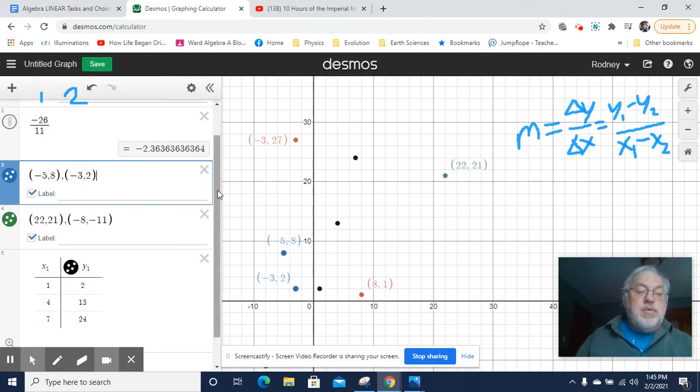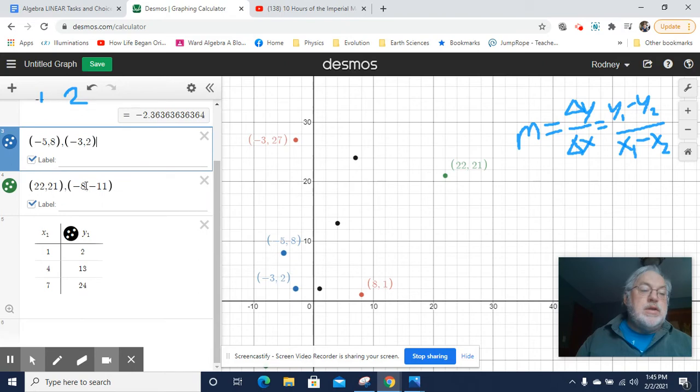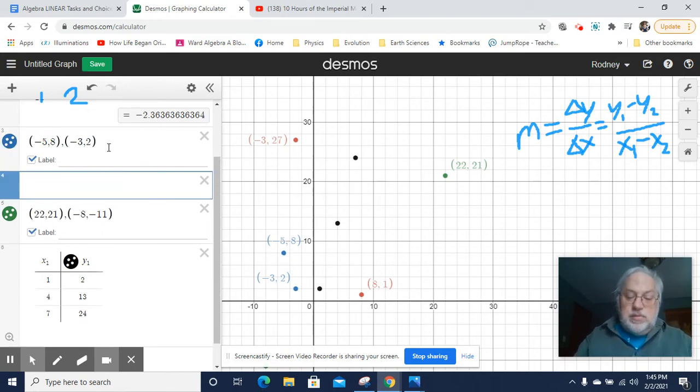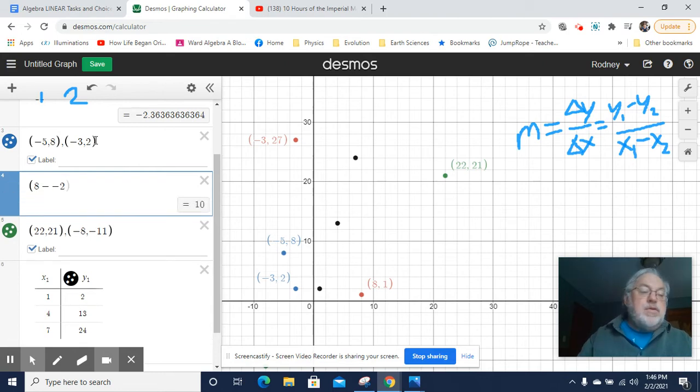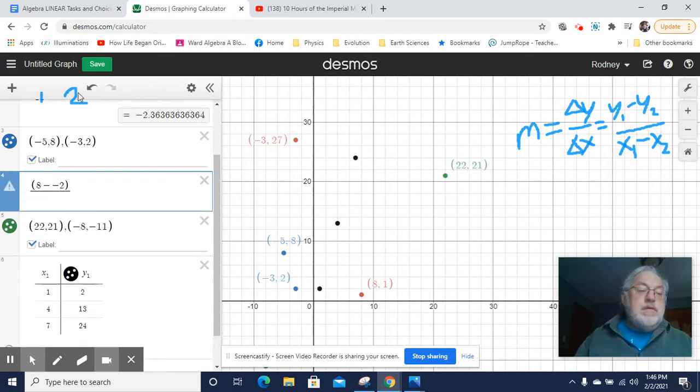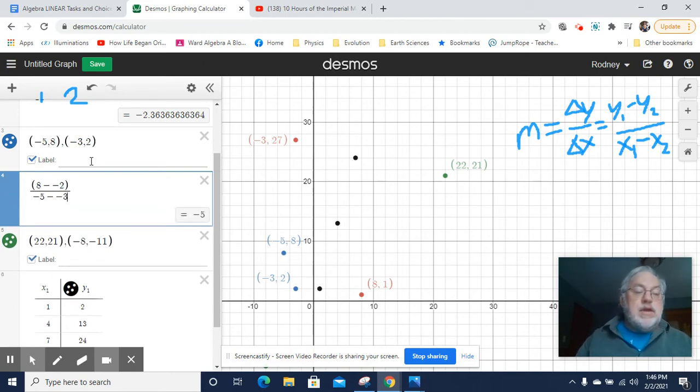Now here we've got a point 1 and point 2. I've arbitrarily declared that this is point 1 and this is point 2. So I will start by getting the change in y, 8 minus negative 2. So point 1 has a y value of 8, minus negative 2 for the y value of point 2. I'm going to divide that by negative 5 minus negative 3. So I go negative 5 from point 1 for the x value, minus negative 3 for the x value from the other one. And see, it tells us the answer is negative 5, but let's demonstrate that.